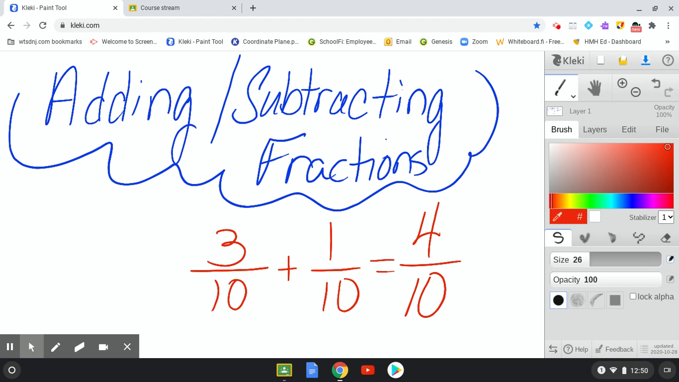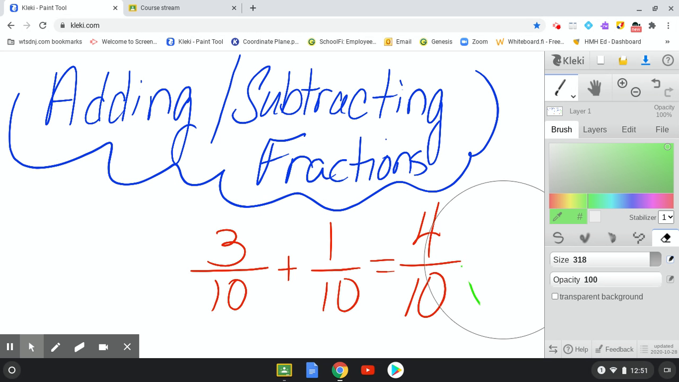One thing you have to remember, you must simplify down if it can be simplified. You lose points if you do not simplify. 4 and 10, I can simplify that down. I know they're both even, I can cut them in half. So if I cut 4 in half, I would get 2. If I cut 10 in half, I would get 5. And then 2/5 is a simplified answer. Okay? So common denominator, pretty simple.